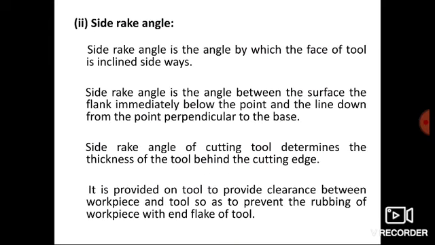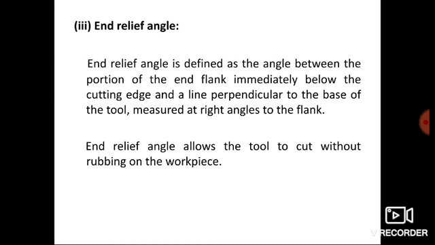Now the side rake angle. Side rake angle is the angle by which the face of the tool is inclined sideways. It is the angle between the surface of the flank immediately below the point and the line down from the point perpendicular to the base. Side rake angle of a cutting tool determines the thickness of the tool behind the cutting edge. It is provided on the tool to provide clearance between the workpiece and the tool so as to prevent the rubbing of the workpiece with the end flank of the tool. This is very important because your workpiece should not rub with the cutting tool, and that is why the side rake angle is provided.